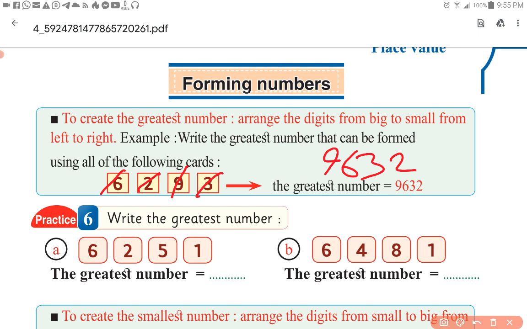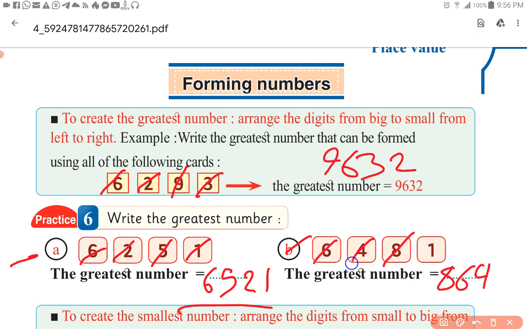To read the number, 9632. It's okay. Here, write the greatest number formed from 6, 5, 2, 1. Start by 6, then 5, then 2, then 1. To read the number, 6521. Then 6, 4, 8, 1. Start by 8, then 6, then 4, at last 1. The number 8641.